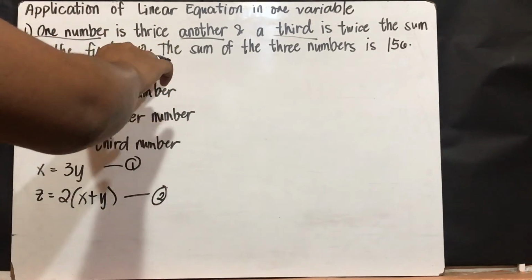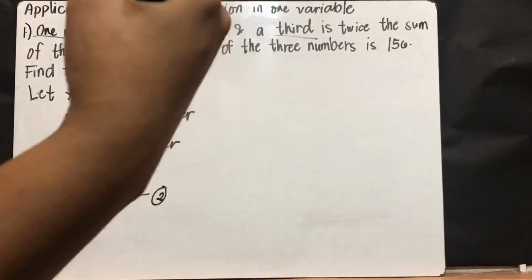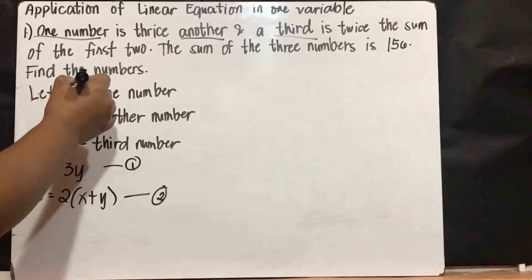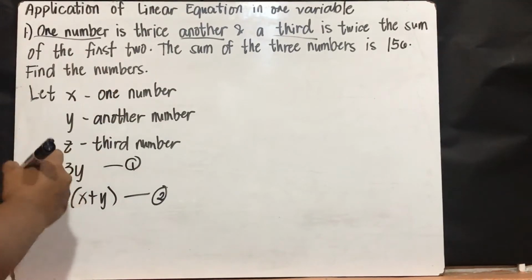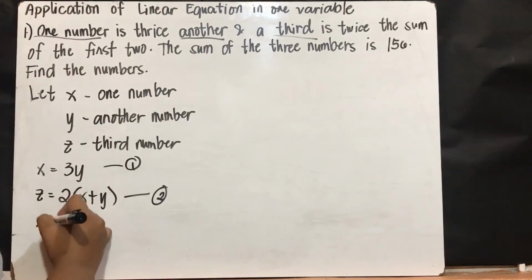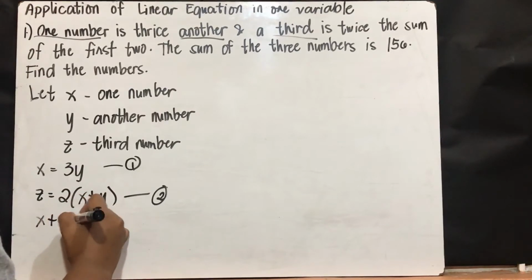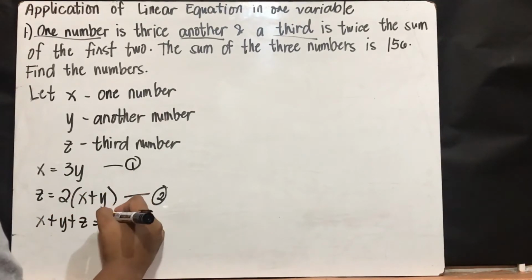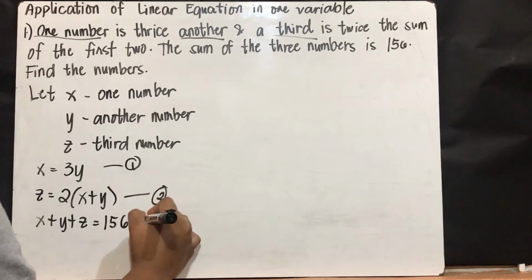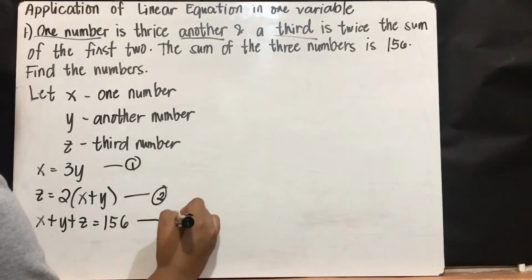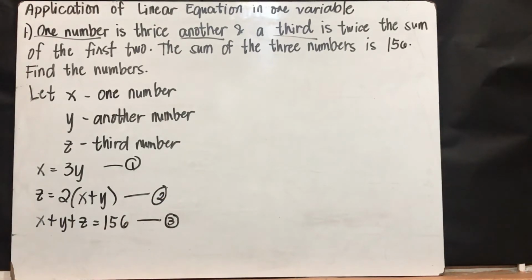And lastly, ito, the sum of the three numbers is 156. So, since ito yung tatlong numbers na hinahanap natin, kunin natin yung sum. x plus y plus z is equal to 156. And this will serve as your third equation. So, we have 3 equations and 3 unknowns.